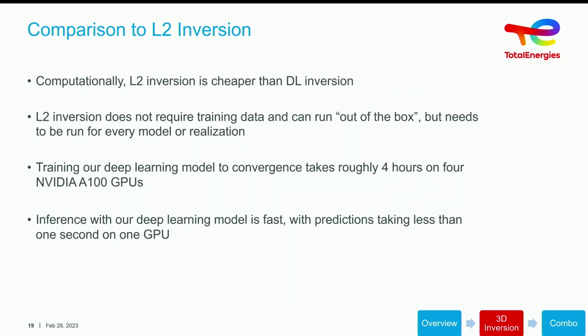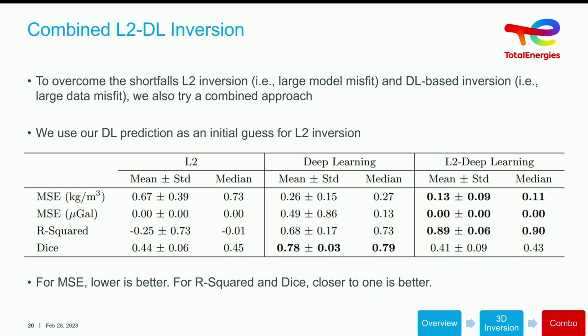All right, so from a computational perspective, L2 inversion is still pretty cheap to run, right? It doesn't require any training data, can run out of the box, but you need to run it for every particular instance that you have. From a training perspective, it takes about 4 hours to train our models, but from an inference point of view, inference is extremely fast with these deep learning models, taking way less than 1 second to run a single prediction on 1 GPU.